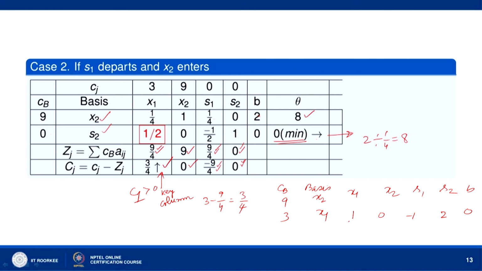Now with the help of this 1 we make this 0. We multiply by 1 by 4 and subtract from there, so we get 0. 1 by 4 we multiply to this and subtract from there, so we get 1. 1 by 4 we multiply here, so minus 1 by 4 subtracted gives 1 by 2. Then 1 by 4 times 2 means half, and half subtracted from 0 gives minus half. We multiply by 1 by 4 and subtract from there, so this will remain 2. Let us see the new table.